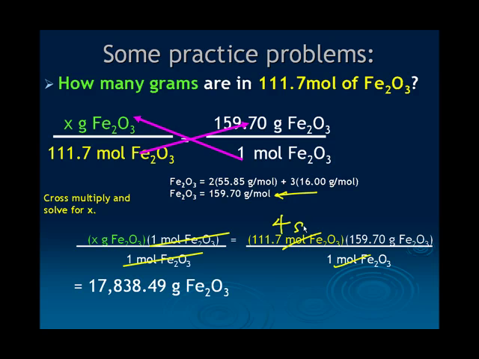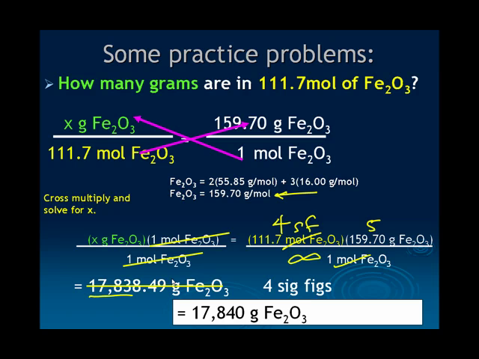Okay, if we check our sig figs, I've got 4 sig figs here. Here's 5 sig figs, and of course the 1 is infinite. So I'm going to round this to 4 significant figures. So I get to keep these 4. But remember, we want to make sure our answer makes sense. You don't want to round it to 1784. Okay, 1784, that's 1,784. That's not close to 17,000. You have 17,838, and you want to round that to 4 sig figs. So it rounds to 17,840.